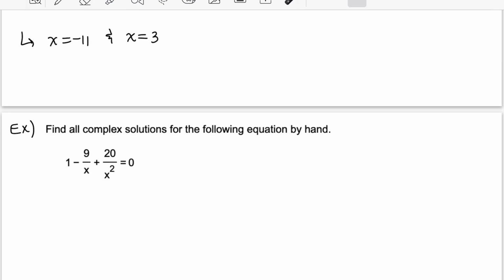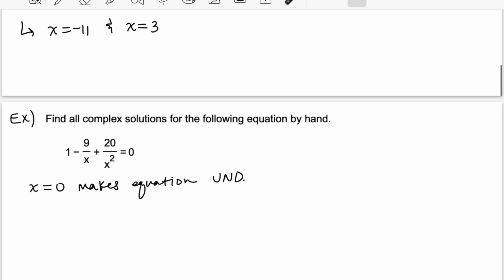We want to find all complex solutions for the following equation here. So we're going to do the same process that we saw in the last example. First, we know that the value of x equal to 0 is going to make this guy undefined because we would then be dividing by 0. So this makes our equation undefined. Next, we want to multiply by the least common denominator to get rid of our fractions.